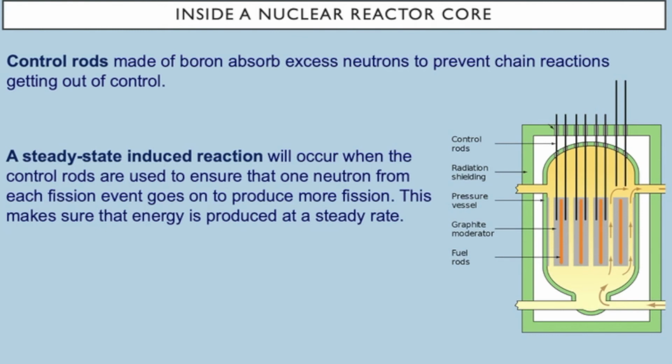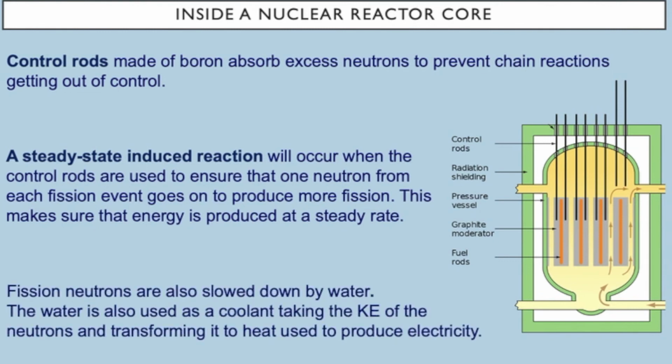So by moving the control rods in and out, you can control how many neutrons are then being absorbed by the nuclei of the uranium, and then you can control how much electricity ultimately you are producing, because you're controlling the reactions that are happening.